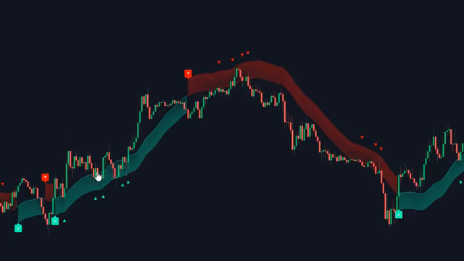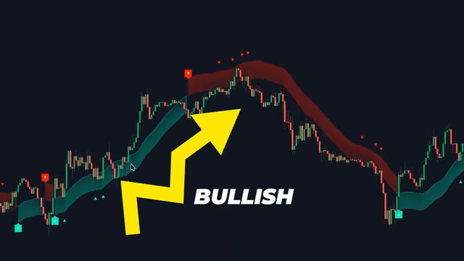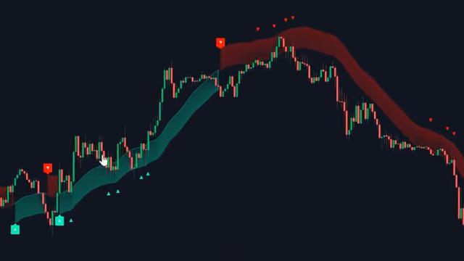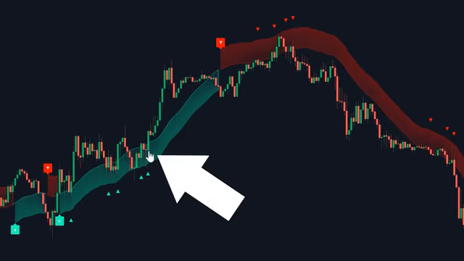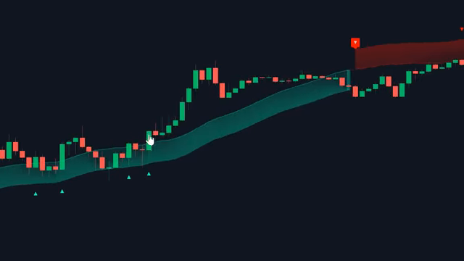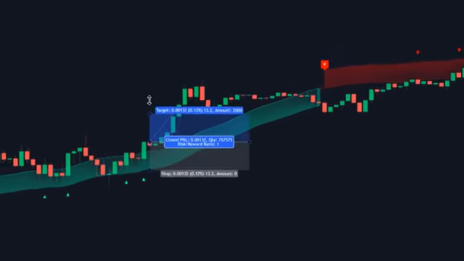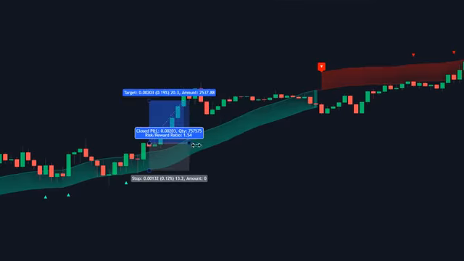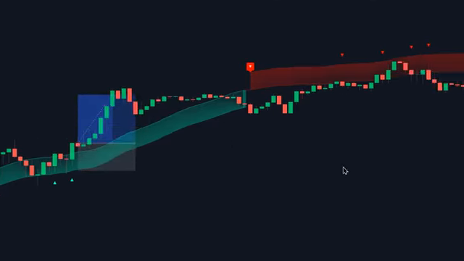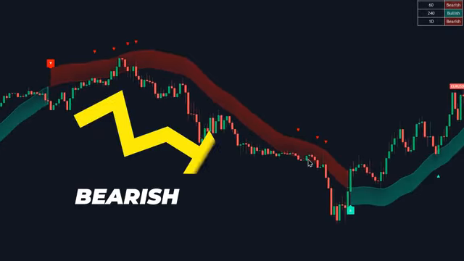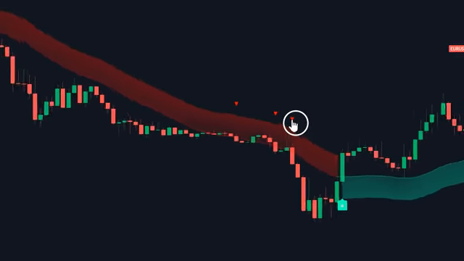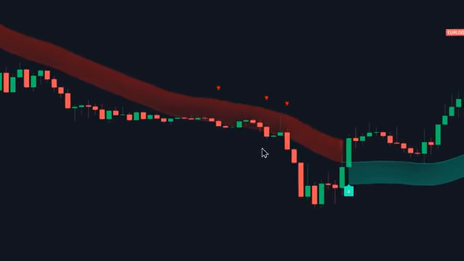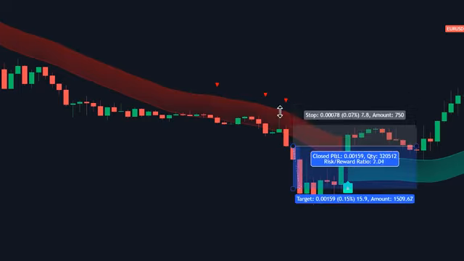For example, if the trend is bullish and then the price retraces all the way back into the trend ribbon, as soon as a candle closes back above the ribbon, a green upward mini arrow is going to be printed. This acts as a signal for a potential long entry. Conversely, for a bearish trend, a red downward arrow is going to be printed during these pullbacks, which is a signal for you to take a short position.